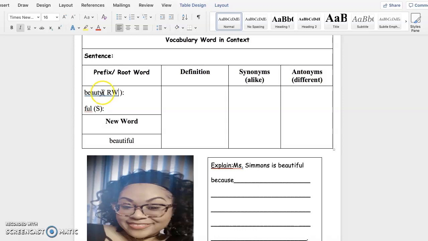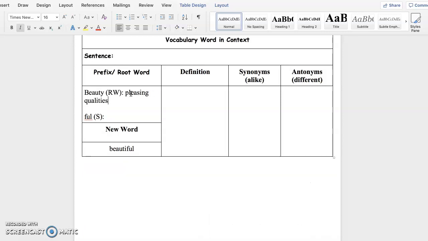Today, guys, we are talking about the suffix full, okay? Full is the suffix. The root word is beauty, okay? And so what does beauty mean? Because we know that both of these have two separate meanings. Beauty means having pleasing qualities. Qualities that are pleasing. Okay.